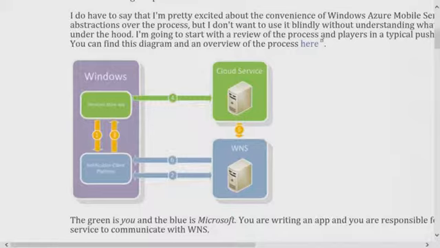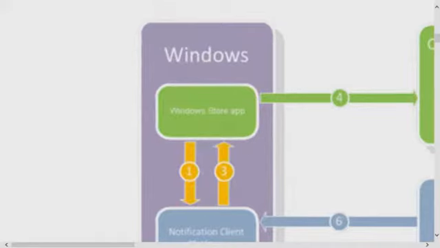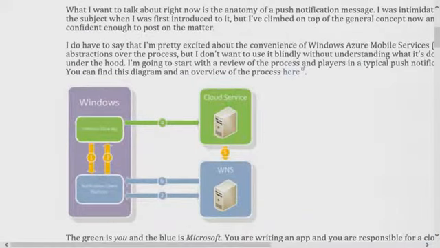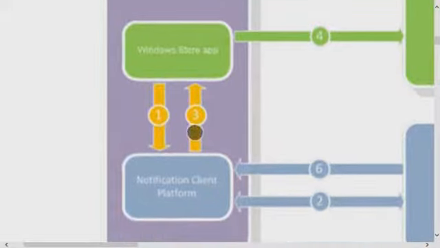So the steps are this: your store app, and let me get fancy not only with touch, I'm not in my PowerPoint, no laser pointer. The Windows Store app here is your app that you wrote the code for. Okay, your app at some point in time does a communication with the notification client platform. Now this is still on the computer. This isn't a server somewhere. This is still on the computer.